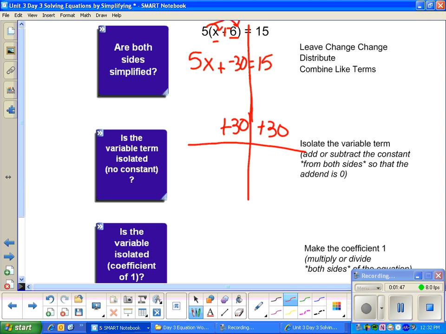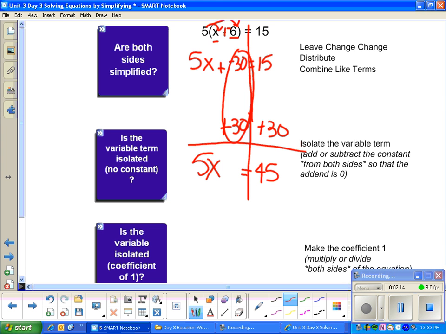And the reason I'm doing that is because I really want this thing right here to equal 0. I don't want any constants. Right now I have a constant of negative 30. Okay. And so I'm going to add 30 to both sides, and I'll end up with 5x plus 0 equals 45. So now I'm just left with this variable term 5x, and remember multiplication is a pretty tight bond. We're going to leave that one for last.